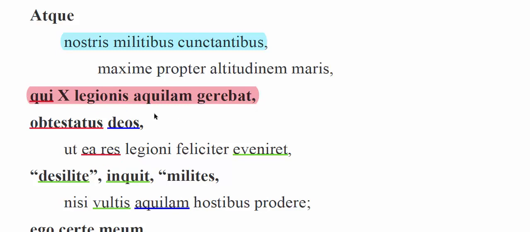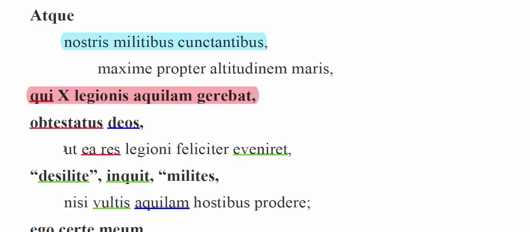All right? So, this person who was carrying the eagle of the 10th legion. So instead of just calling him the aquilifer, which he is, Caesar is just being a little more descriptive. The man who was carrying the eagle for the 10th legion, all right, so the aquilifer of the 10th legion, decimae legionis. What did this man do? Well, he said something, but first he obtestatus deos. He called out to the gods to witness him. So he called upon the gods to witness.